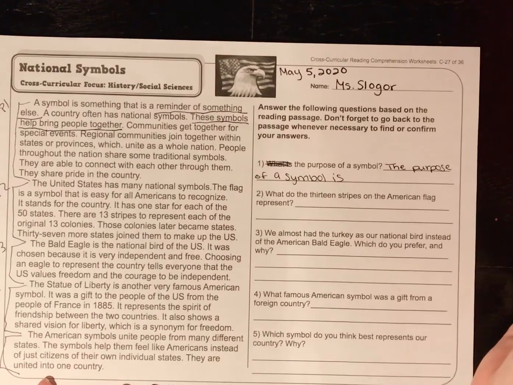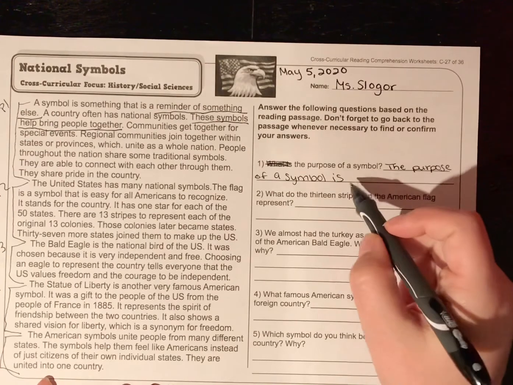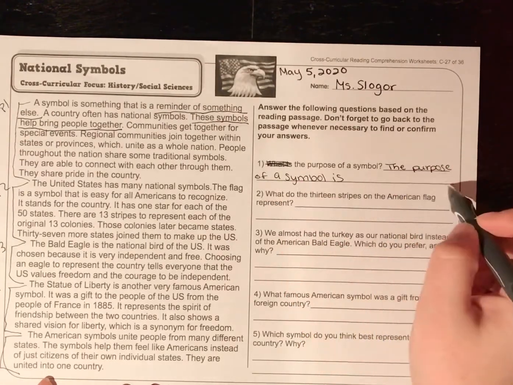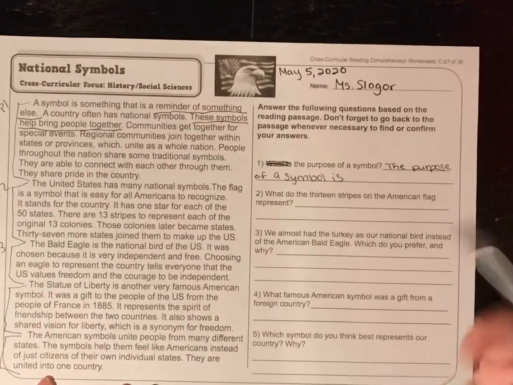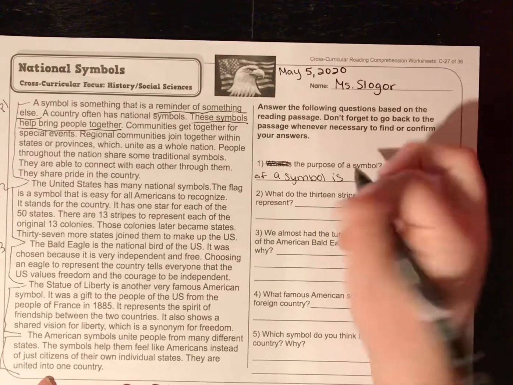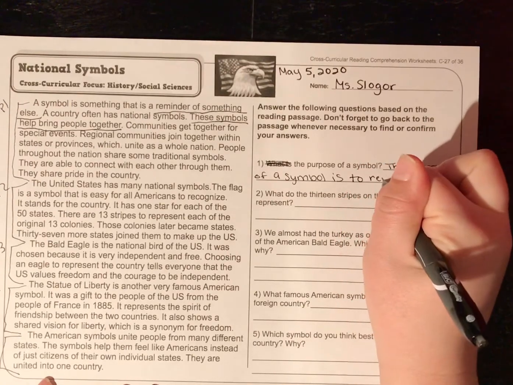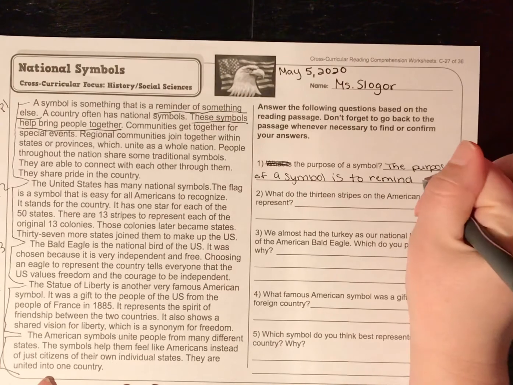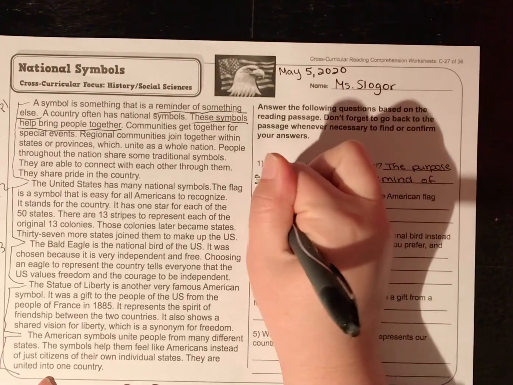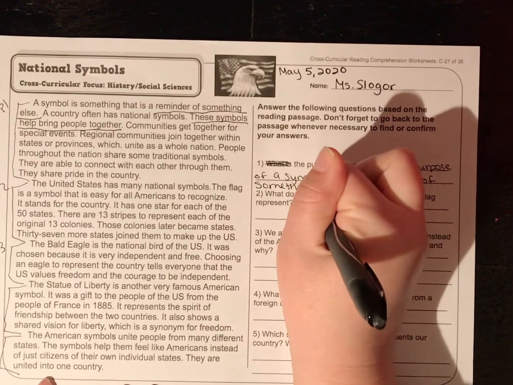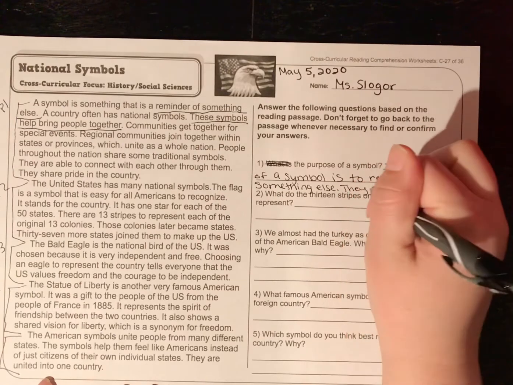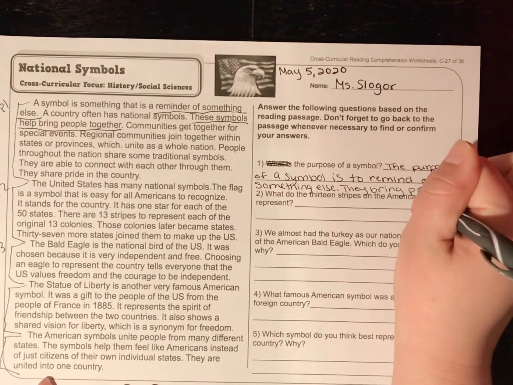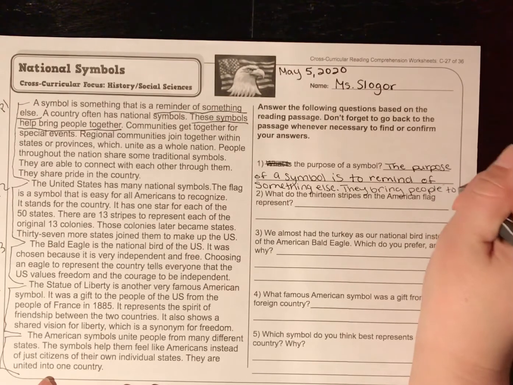Now, I know that what you're saying here is, but Miss Sloker, I don't have enough room on my line. Well, you can either write the rest of it here and then put it down underneath, or if you need to, you can flip the paper over on the other side. So the purpose of a symbol is to remind of something else. And then I can add in, they bring people together.